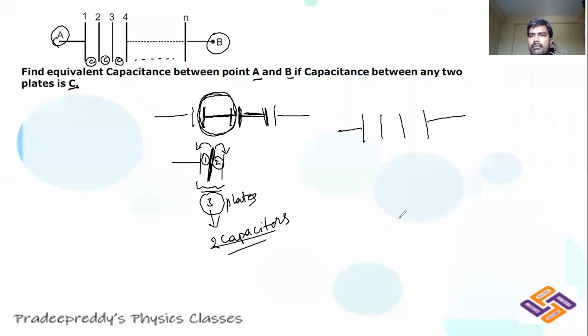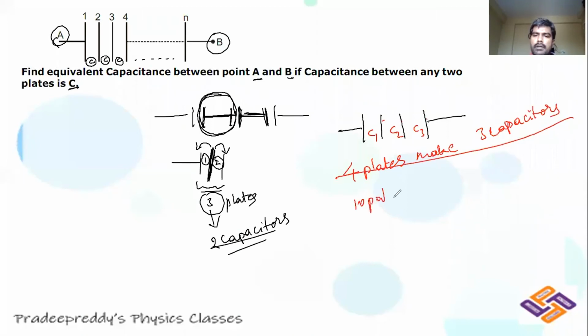Let me consider it as C1. Between the next 2 plates, let me consider its capacitance is C2. Between these 2 plates, let me consider its capacitance is C3. How many plates are there overall? 4 plates. But how many capacitors are they making? 3 capacitors. So 4 plates make 3 capacitors. Suppose 10 plates are there. 10 plates make how many capacitors? 9 capacitors.